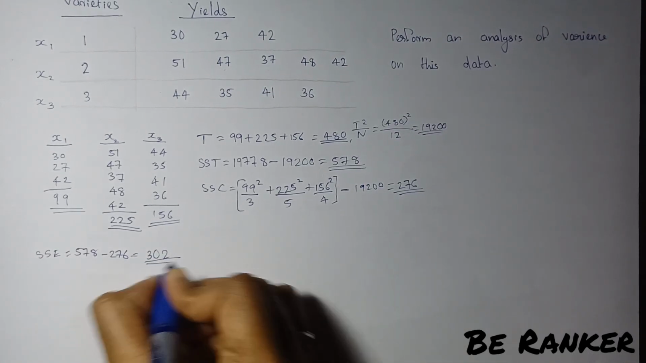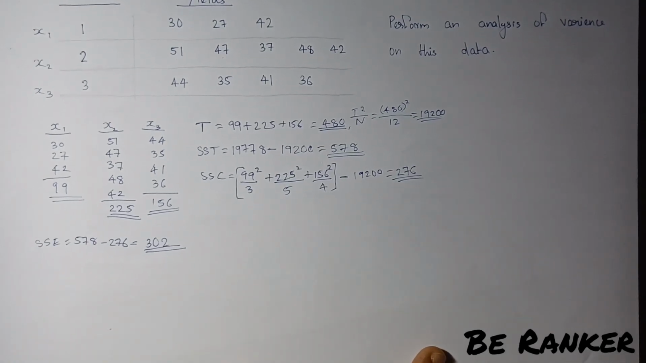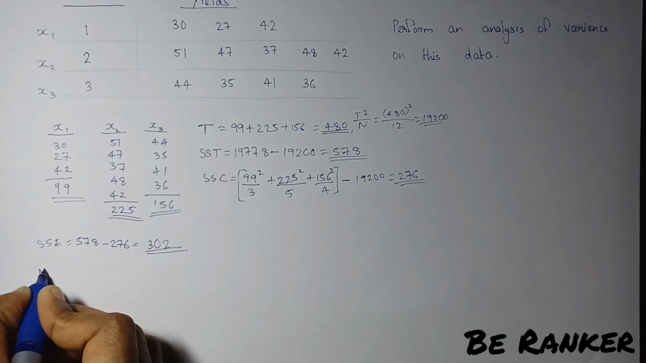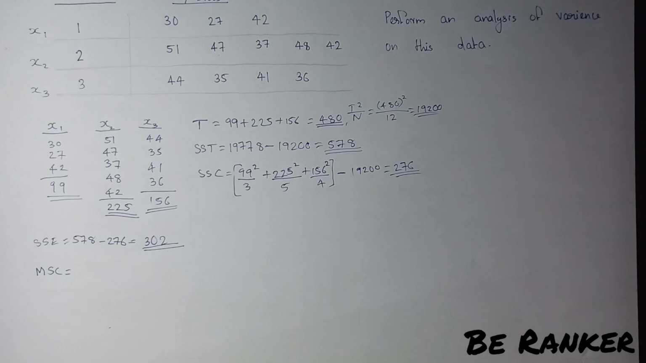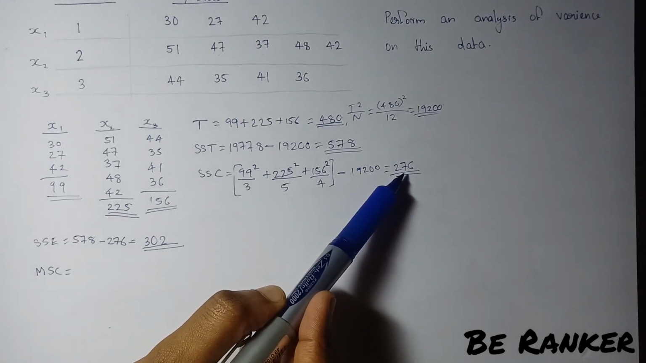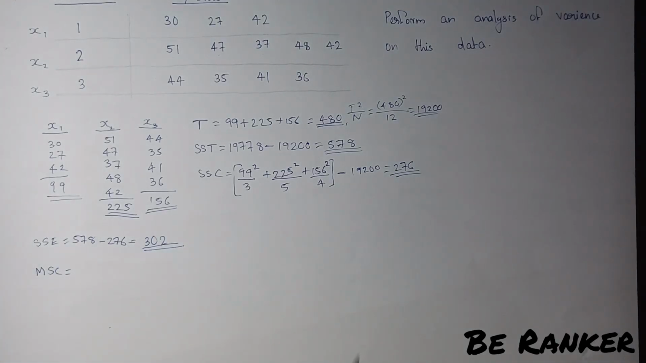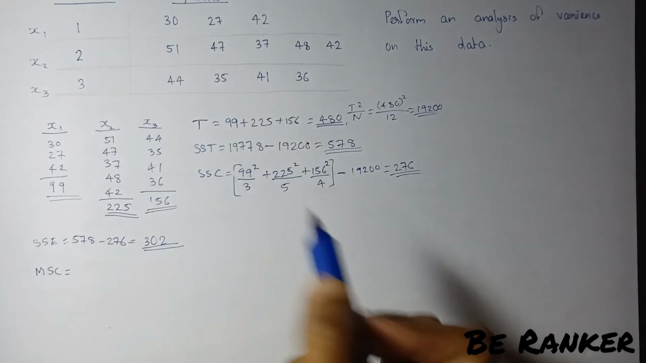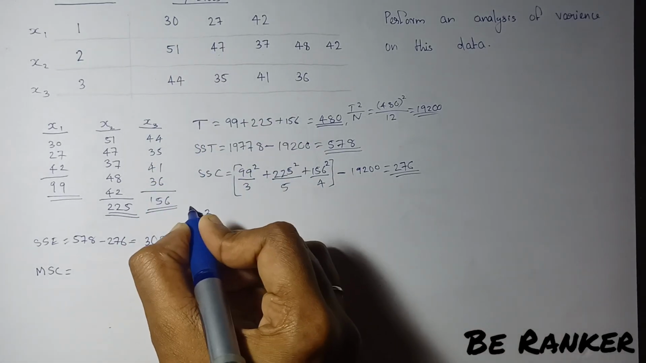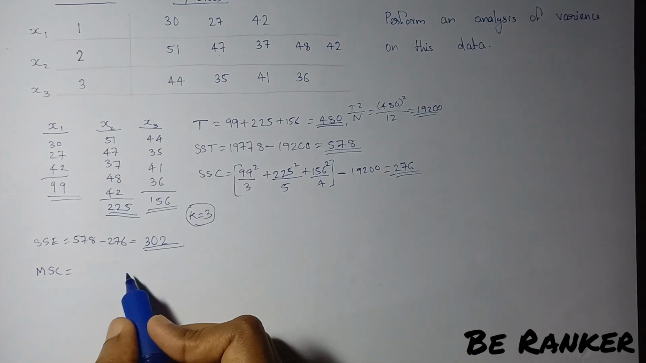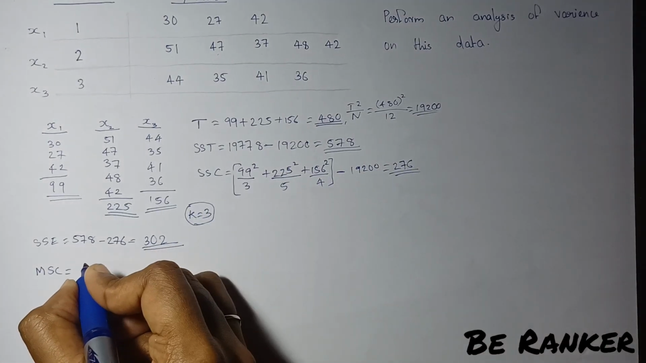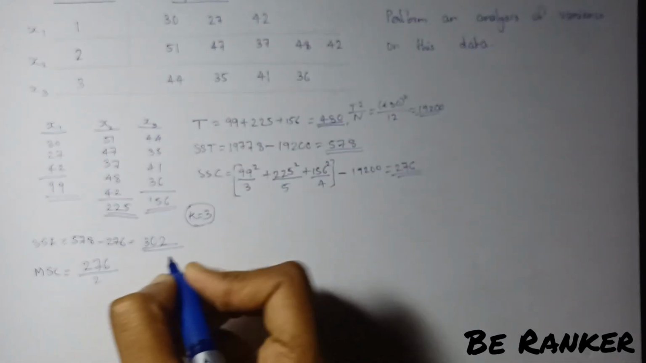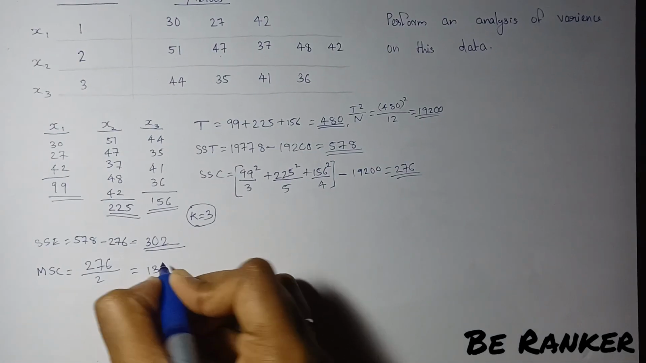Then next we want to find MSC. MSC is equal to SSC by K minus 1. K is the number of rows, here K is equal to 3. So MSC is equal to 276 by 2, since K minus 1 is 3 minus 1, which is 2. And the answer is 138.